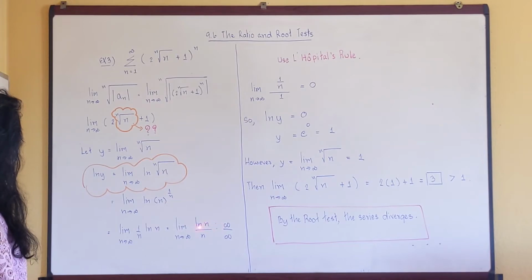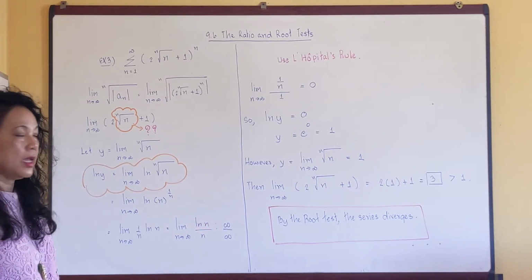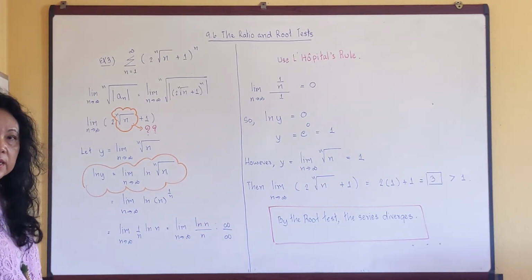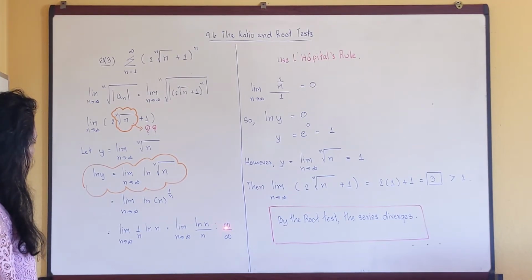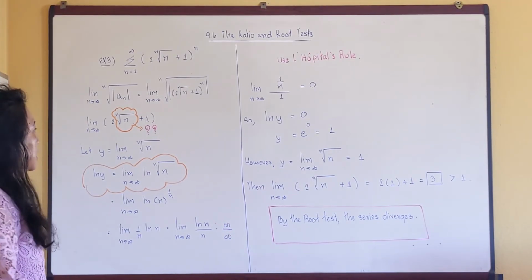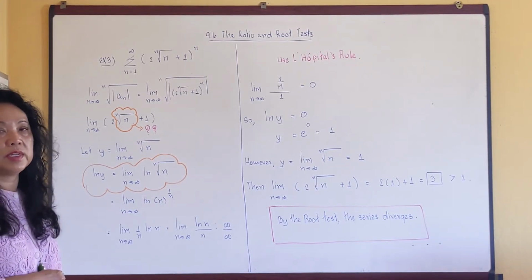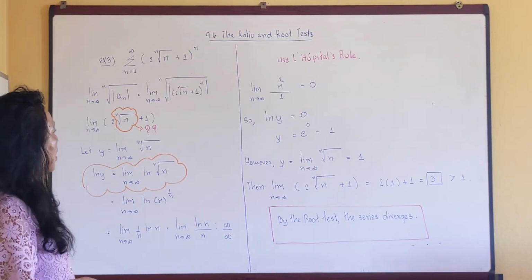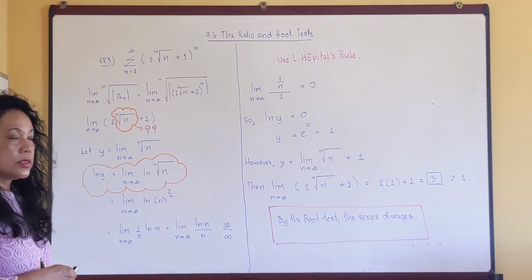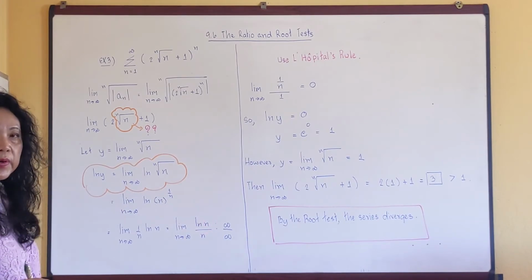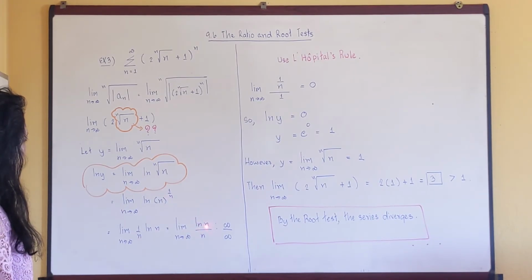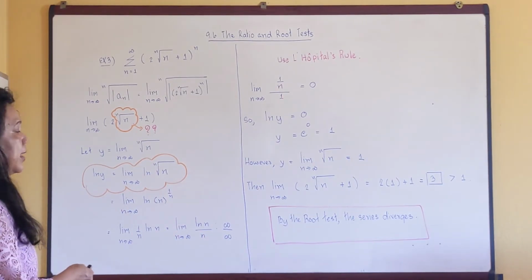The next step, I just rewrite it. 1 over n times ln n is the same thing as ln n over n. Now if you take the limit as n goes to infinity, you're going to have infinity over infinity. So I'm going to use L'Hopital's rule here. When you have infinity over infinity or 0 over 0, you can use L'Hopital's rule. So I'm going to take the derivative of the numerator. The derivative of ln n is 1 over n. The derivative of n is just 1.